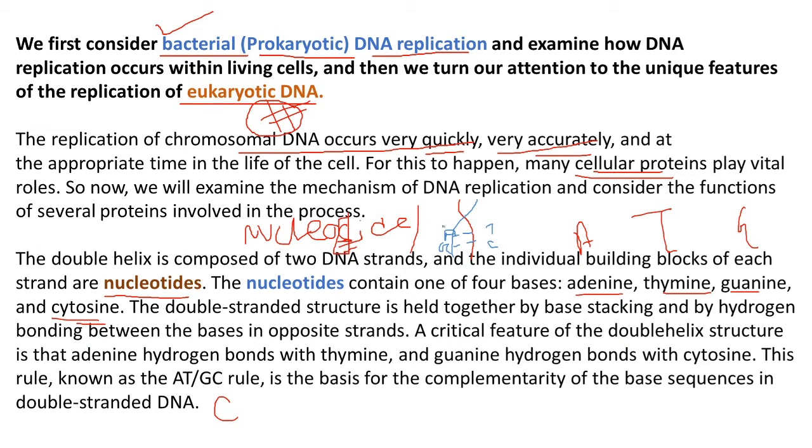A of the blue strand binds with T of the red one, and the G of the blue strand binds with the C of the red strand. A critical feature of the double helix structure is that adenine hydrogen bonds with, just remember always, A binds with T, AT, and G binds with C, ATGC. This rule, known as the ATGC rule, is the basis for the complementarity of the base sequence in double-stranded DNA.